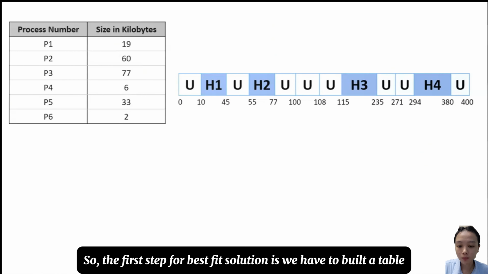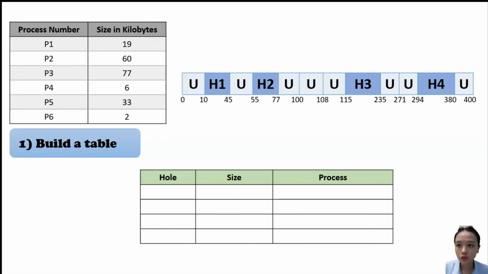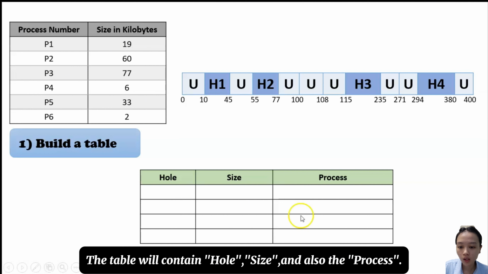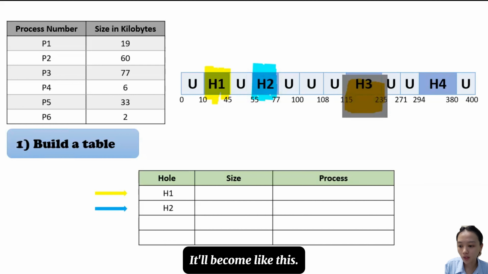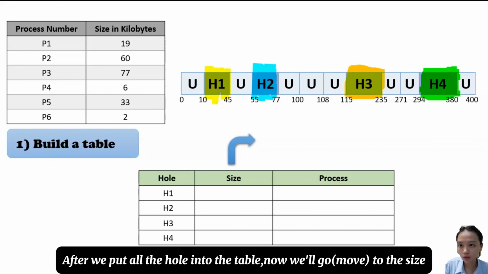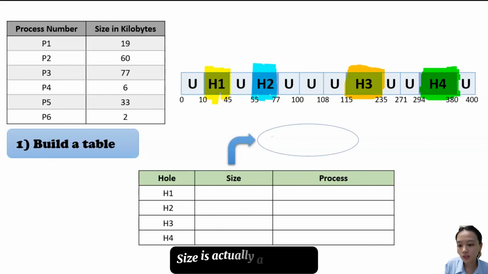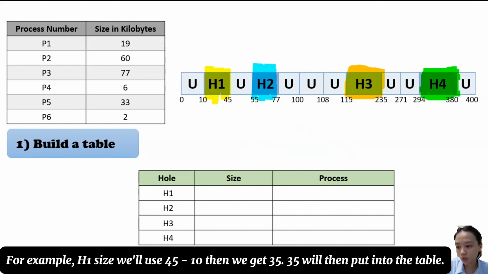So the first step for the best fit solution is we have to build a table. The table will contain hole, size, and also the process. So we will put H1, H2, H3 and H4 into the table in sequence. So it will become like this. After we put all the holes into the table, now we will go to the size. Size is actually the hole size. For example, for H1 size, we will use 45 minus 10 and then we get 35. So 35 will then be put into the table.